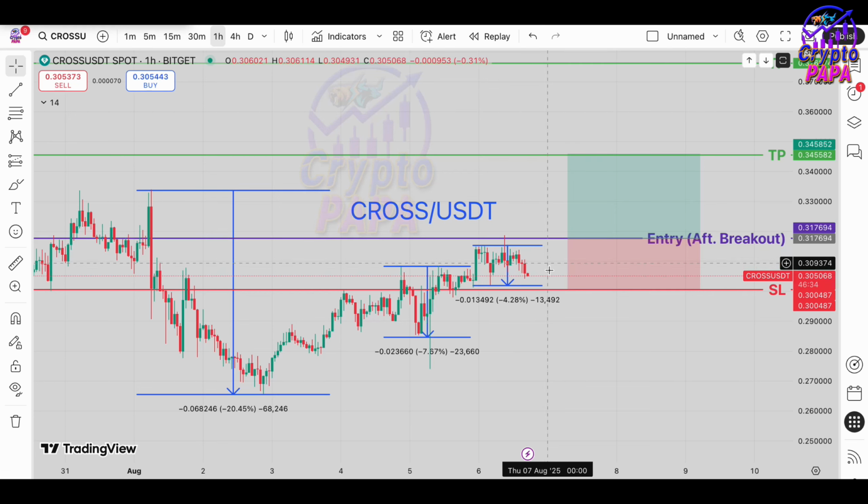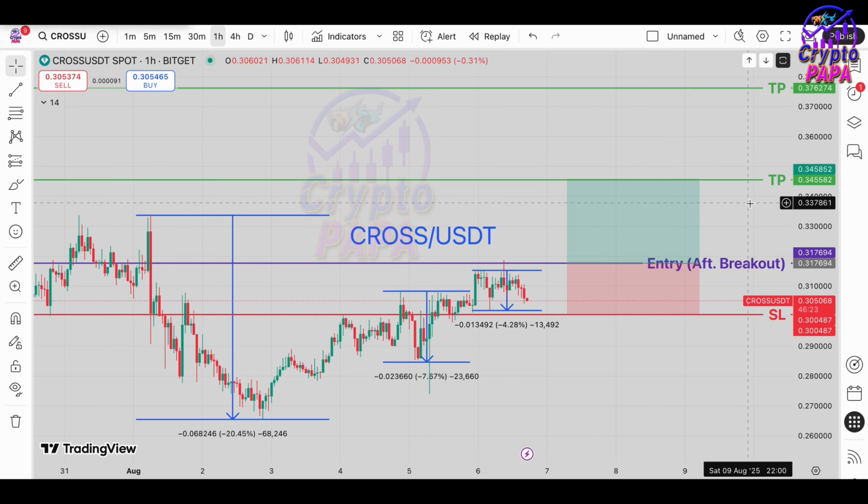We'll be trading even more before we see another huge momentum. You should be seeing the candlesticks go through the upside. First TP we are setting at 0.34.